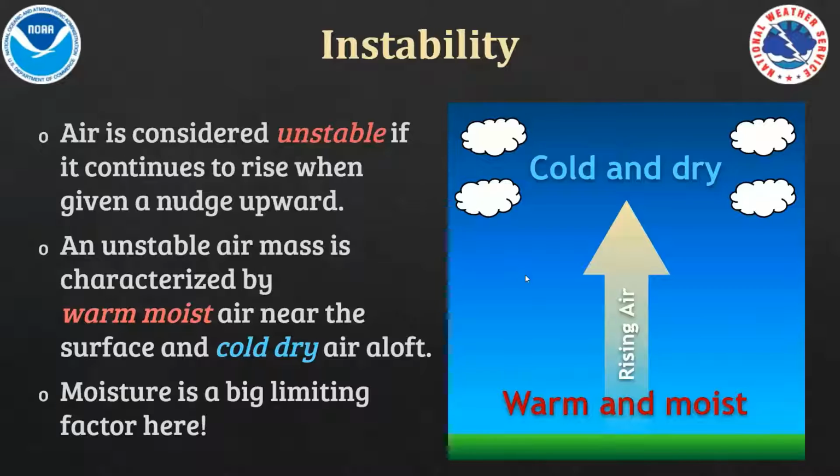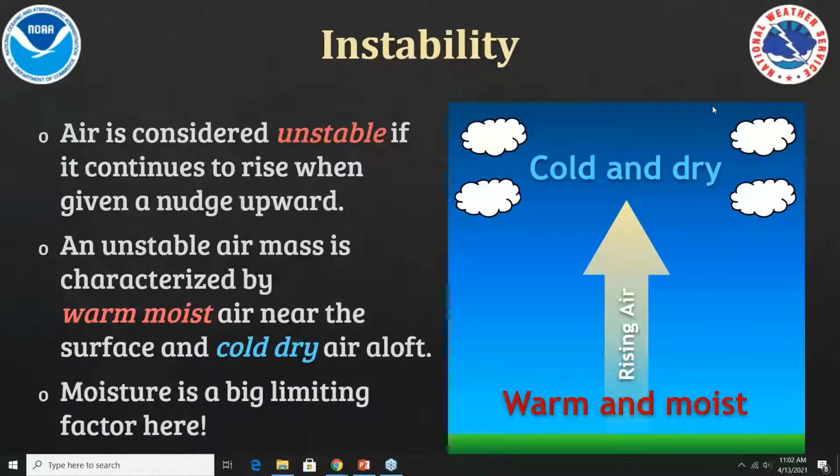Now, what is instability? Instability basically is if you give an air mass a push upwards, if it keeps going up, then it's considered unstable. If the air mass comes back down, then it's considered stable. An unstable air mass is characterized by warm, moist air near the surface and cold, dry air aloft. But of course, in our area, moisture is a big limiting factor.